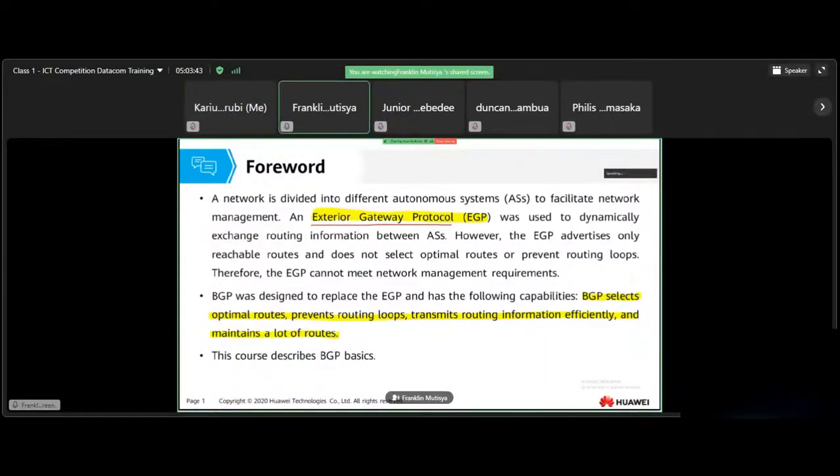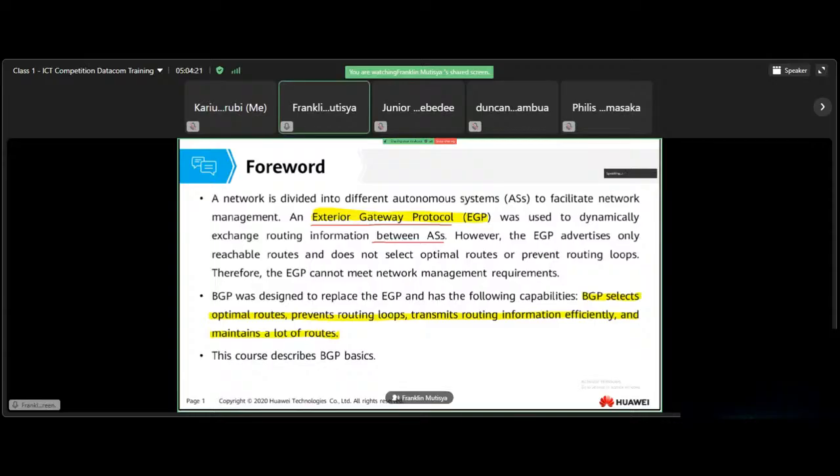It is used to dynamically exchange routing information between autonomous systems. We use it to exchange routing information between autonomous systems. BGP does not operate like OSPF and ISIS. It operates differently. We're going to see that, and also the motivation behind it. Why BGP? We're not going to look at history. Just going to go straight to what BGP does.